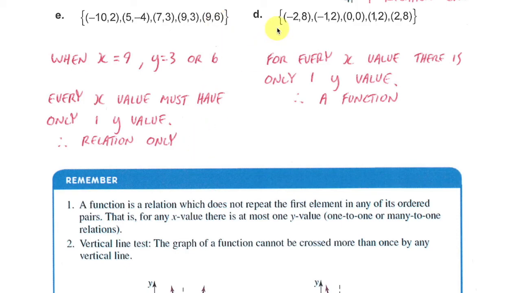Relation only. For D, it's very different. For every x value, there's only ever one y value. So you can see here in the set of ordered pairs that there are no repeated x values with a different y value. All the domain elements are unique.